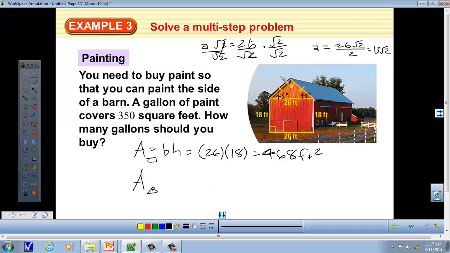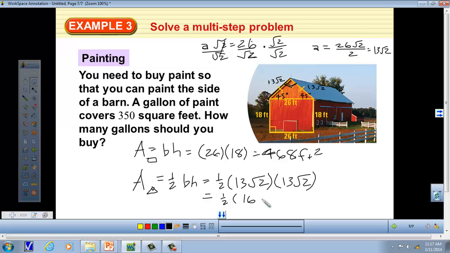The area of the triangle is 1/2 base times height. Now remember, the base and the height have to be perpendicular to each other. So since this is 13 rad 2, and that's also 13 rad 2 on this side, and those are at 90 degrees, we can say it's 1/2 times 13 rad 2, which is our base, and 13 rad 2, which is our height. That's going to be the same as 1/2 times 169 times rad 2 times rad 2 is 2. So the half and the 2 cancel. We end up with 169 here.